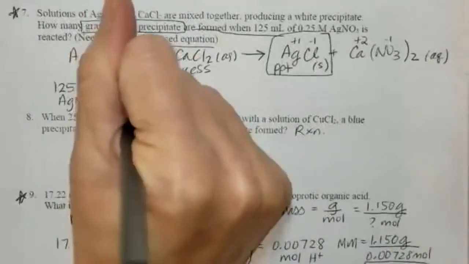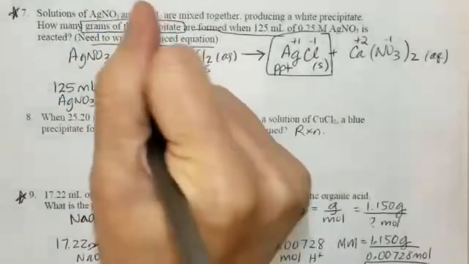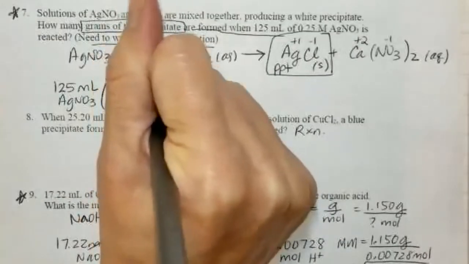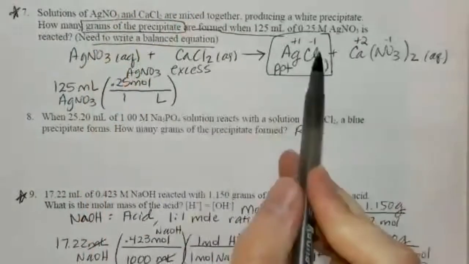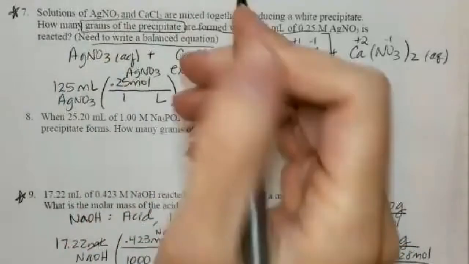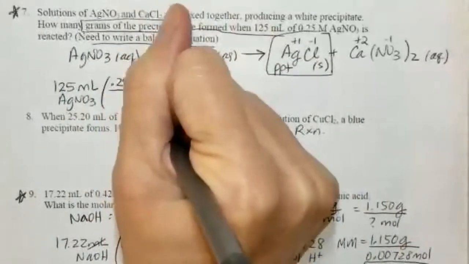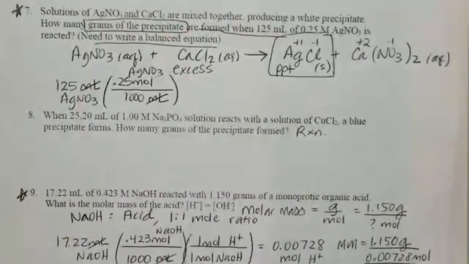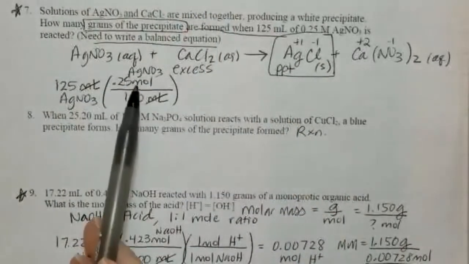So what we know is there are 0.25 moles of silver nitrate per liter, because again, that's what the molarity gave us. Again, milliliters is what we start with. So we want to put 1,000 milliliters on the bottom to cancel that out. Now I've got moles of silver nitrate.